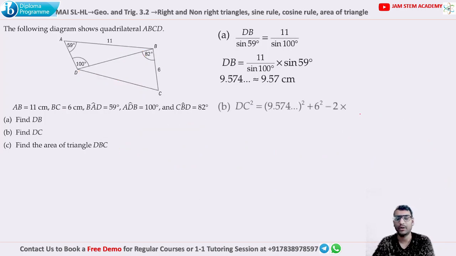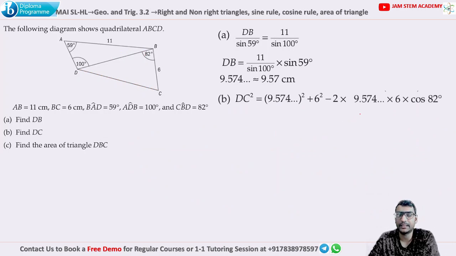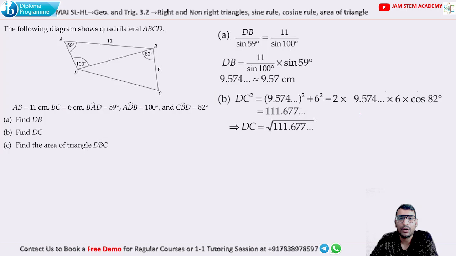Okay, so now let's apply it and get the value of DC accordingly. DC comes out as square root of 111.677, or you can say 10.6 centimeters. Now we have the side length.